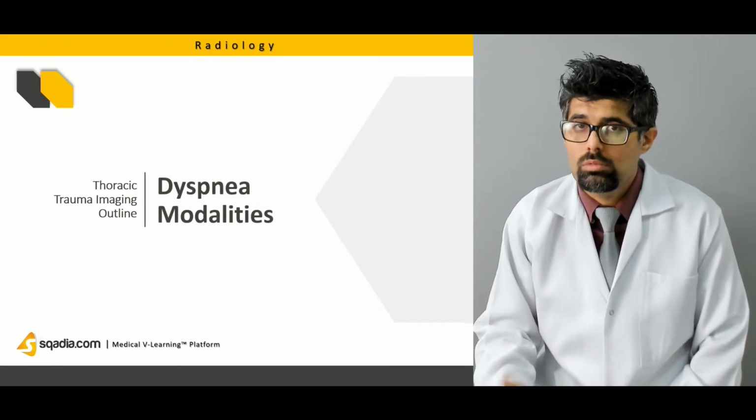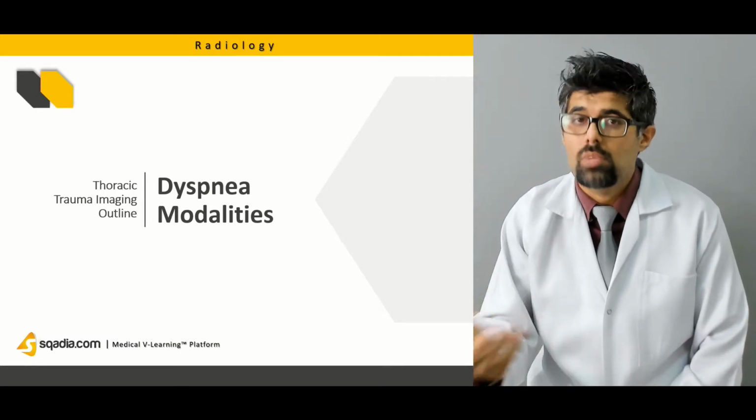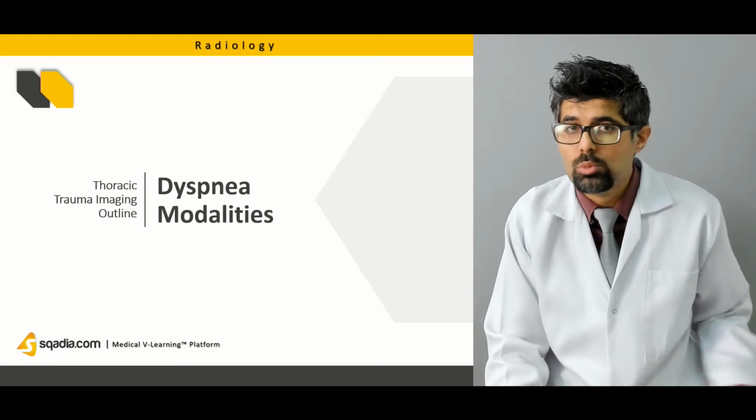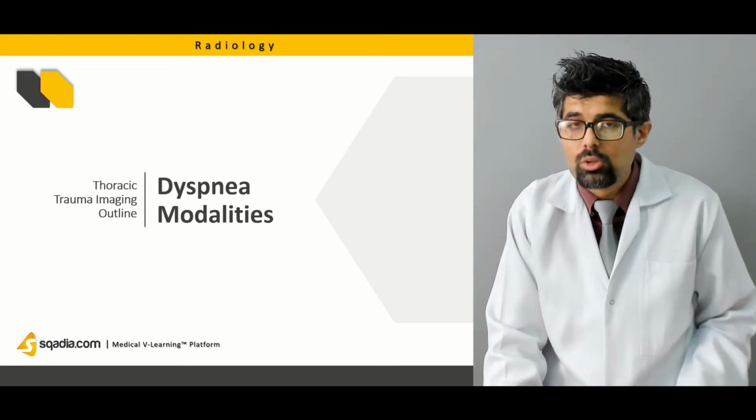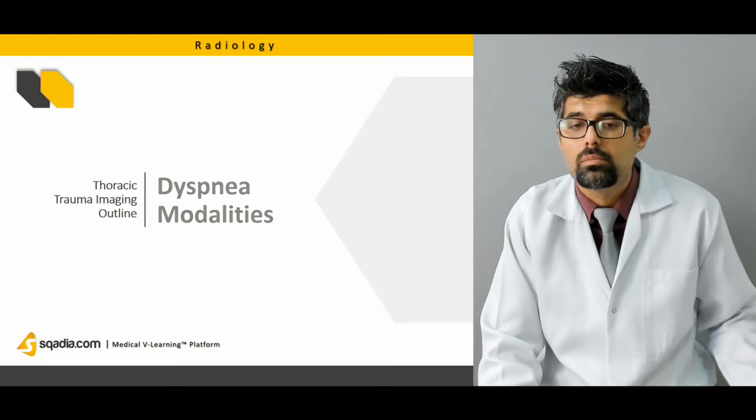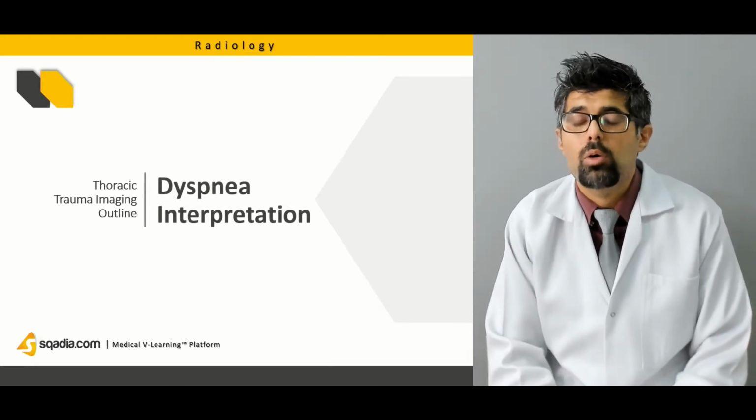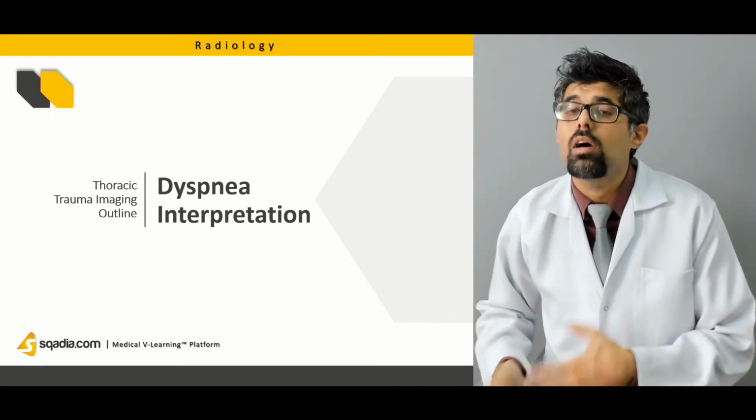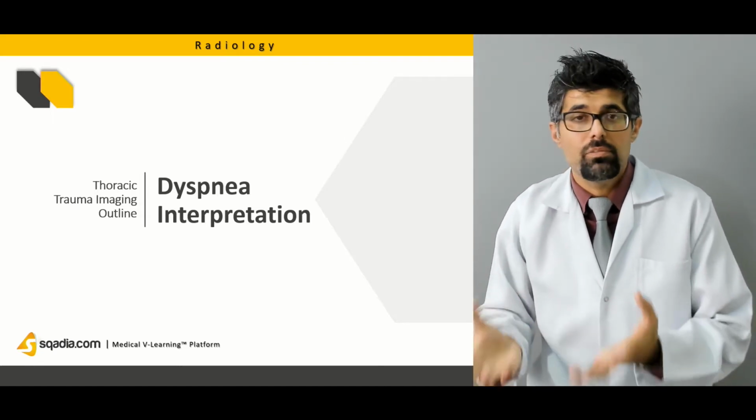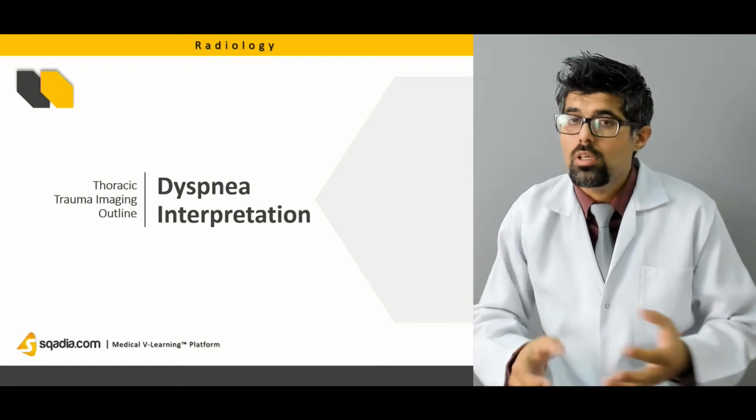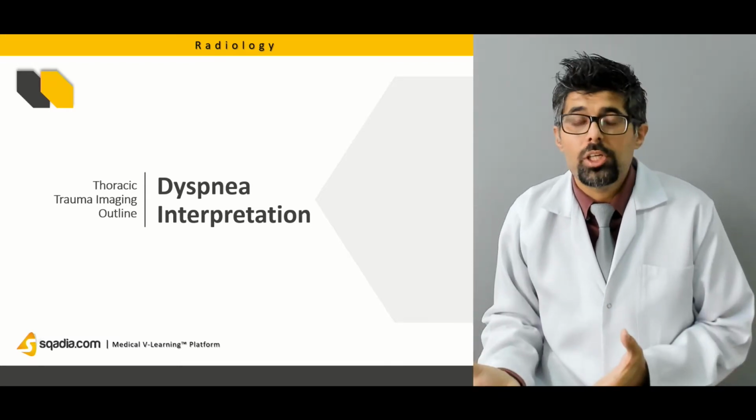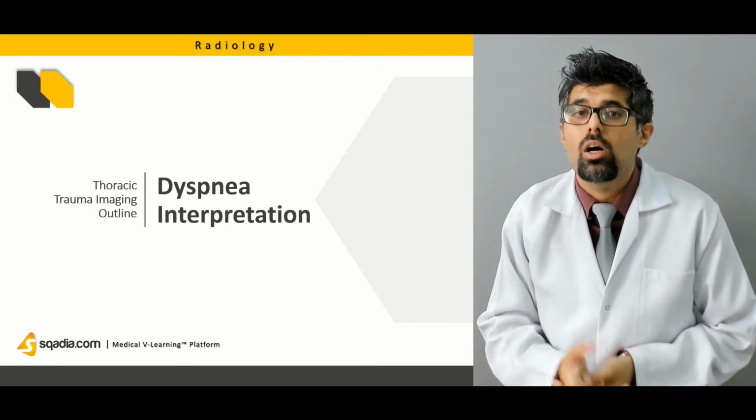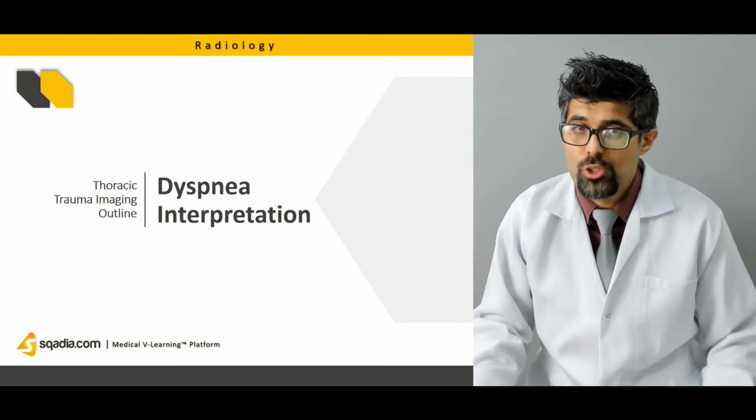Next, we'll study dyspnea and the selection of its modalities. That whenever there is dyspnea, which modality to use, plain X-ray or CT scan or even MRI. Then we'll be studying its interpretation. If this is happening, how to interpret it. If dyspnea is happening in a patient with this, then what it means. All of the interpretations will be discussed along with visual aids.